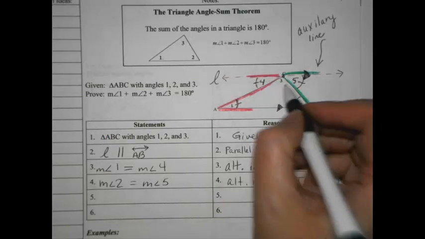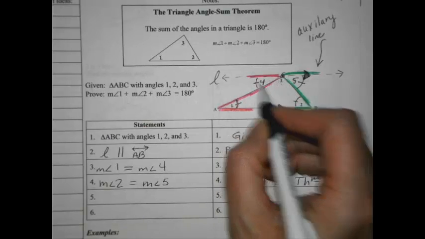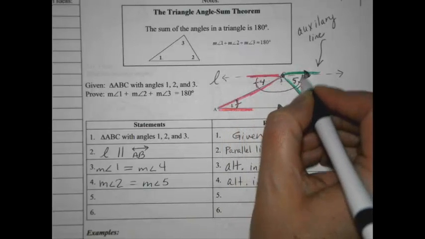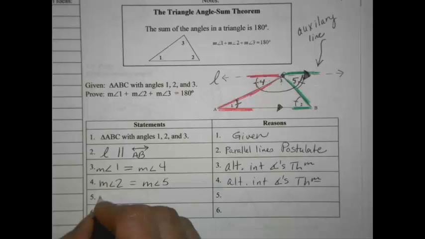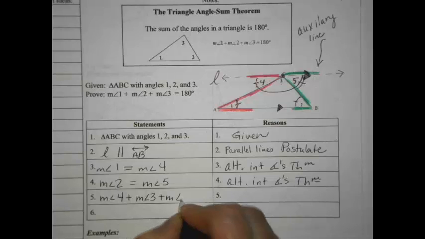Okay, guys, look at the angles around this vertex C, these three angles, angle 4, angle 3, and angle 5. What's their grand total making? Let's add those together. So that's going to be our next line. The measure of angle 4 plus the measure of angle 3 plus the measure of angle 5.